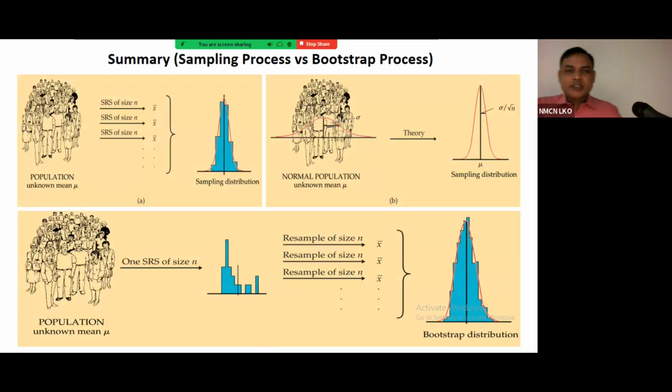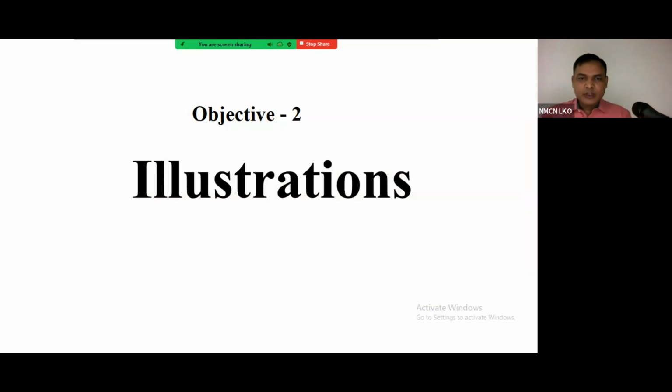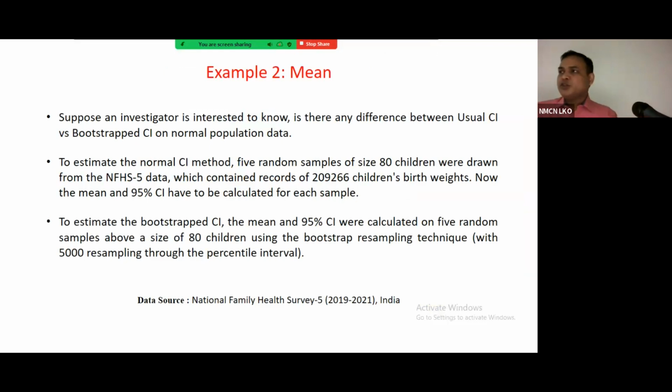Now, this is the overall summary. As I said in the previous slide, the sampling process and what theory suggests. Now, in the lower part, we can see the bootstrap process. As I said, we have a population, and from that population we are taking a sample. And from that sample, we are doing the resampling process to find the sampling distribution of the data.